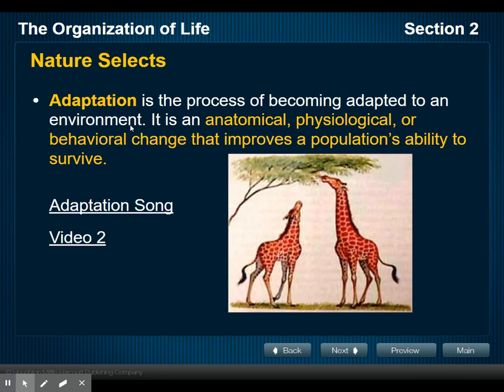We also talked about traits that disappear from a population, like short necks in giraffes. We said that was not advantageous, to have a short neck. So adaptations can be either physical, behavioral, or physiological. It can be systems like poison or venom. It can be the way something looks, or it can be the way something behaves.